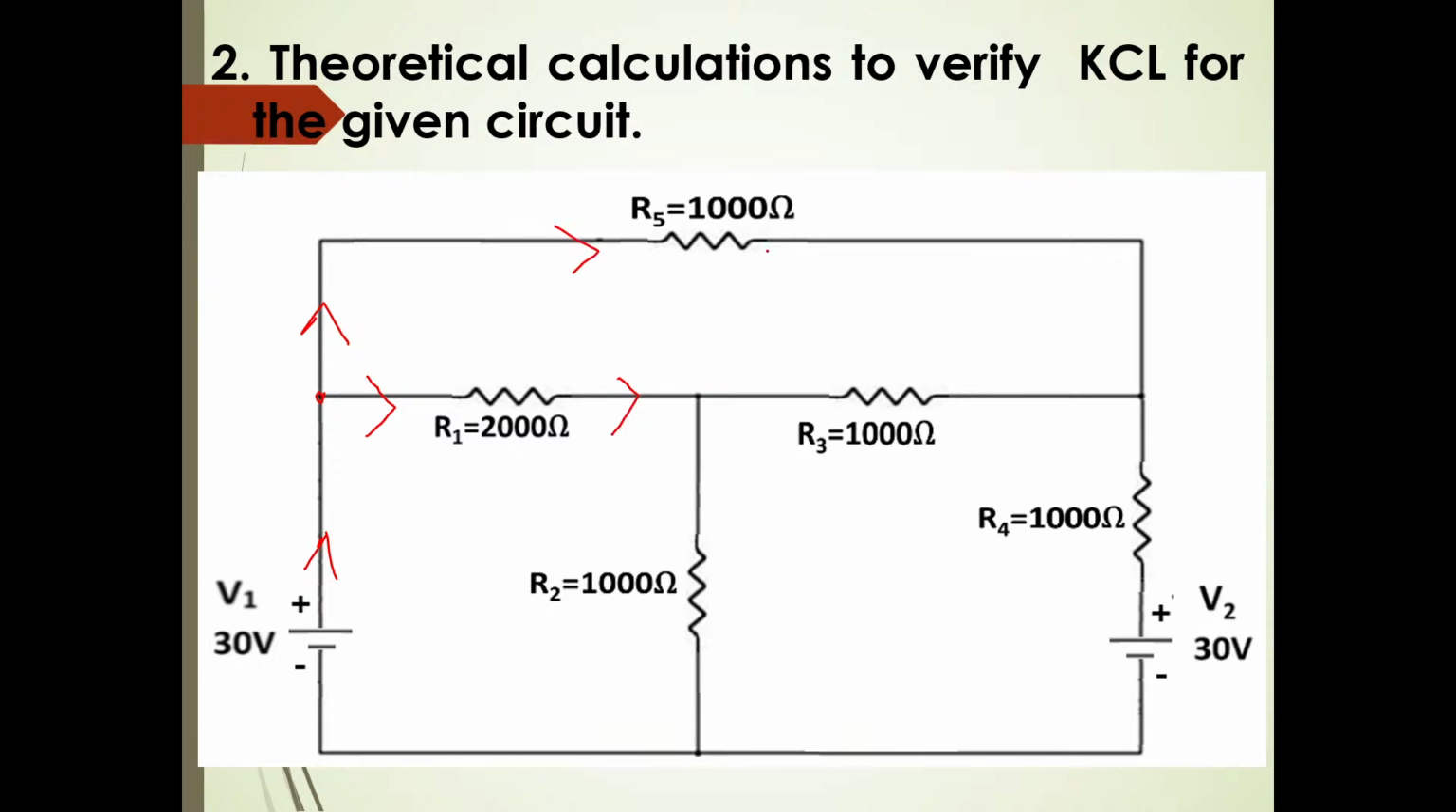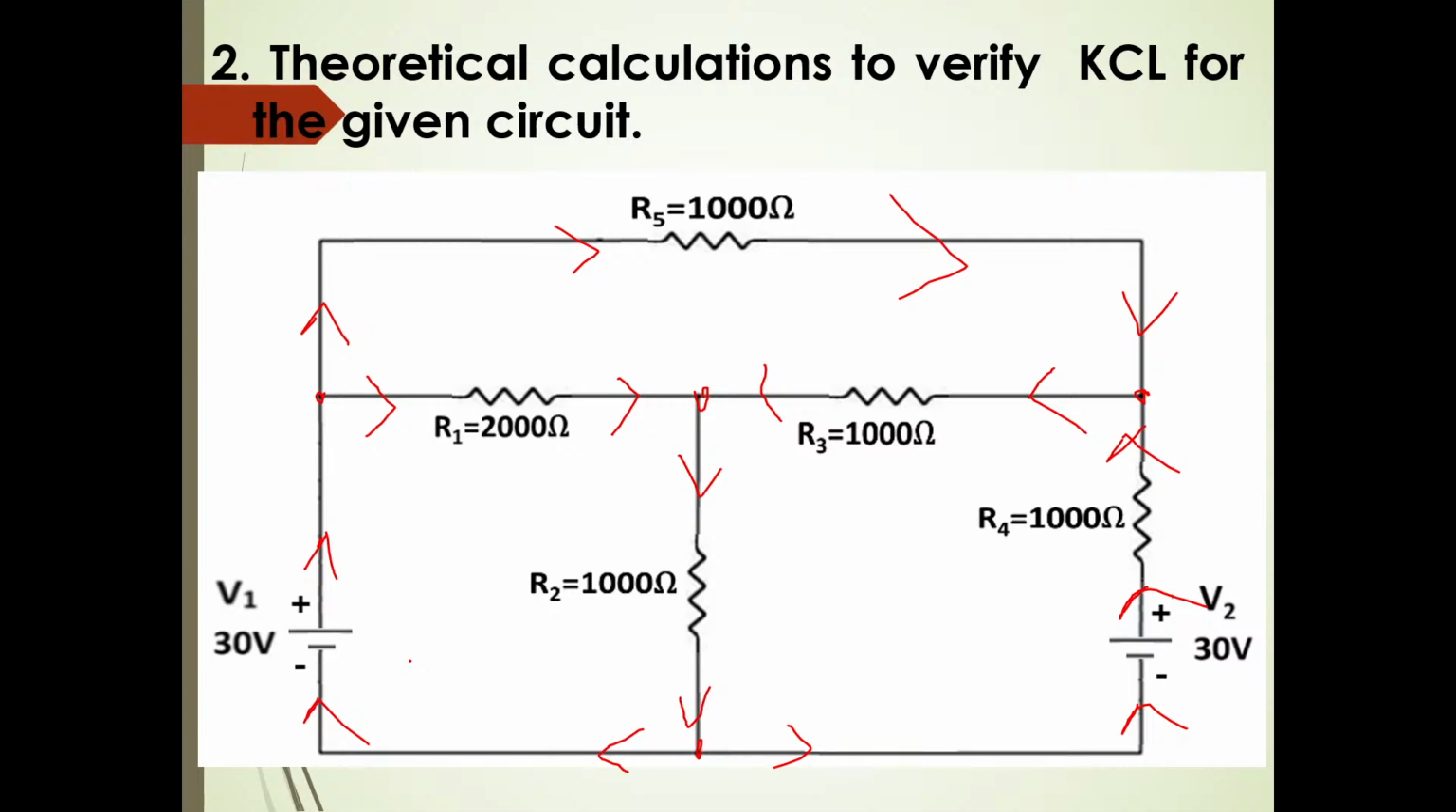Both the currents at this point will add up, and they will flow like this. At this point, these two currents add up and flow through this R2. Then at this point, the current will once again divide, and one part will return back to V2, and the other part will return back to V1.